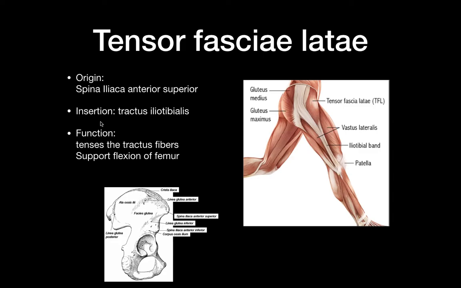Now the next muscle is tensor fasciae latae. It's going to originate at the spina iliaca anterior superior, as you see here, and inserts at tractus iliotibialis again, which I mentioned when I talked about gluteus maximus. And its function is to tense the tractus fibers. This is the muscle, tensor fasciae latae.